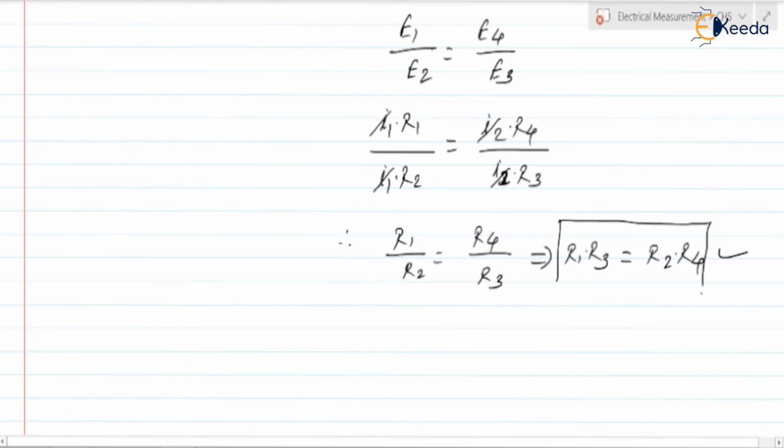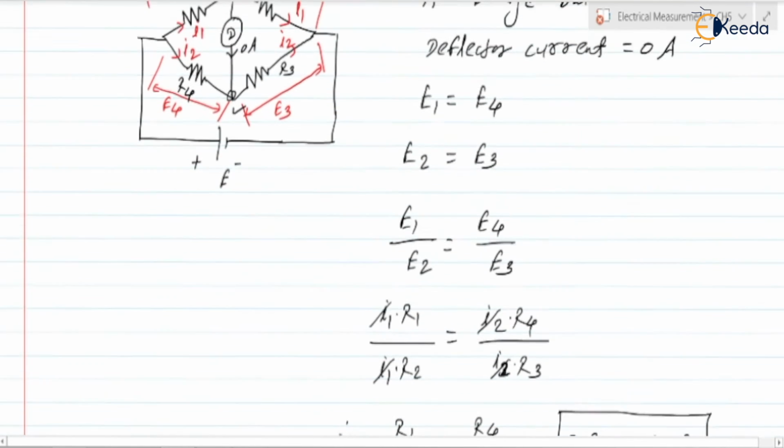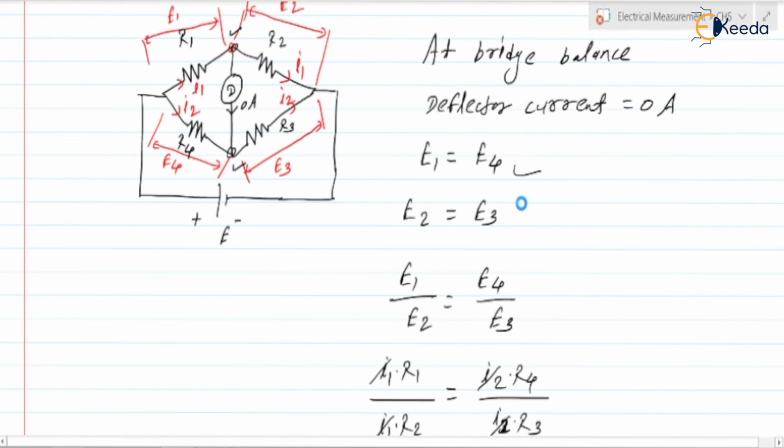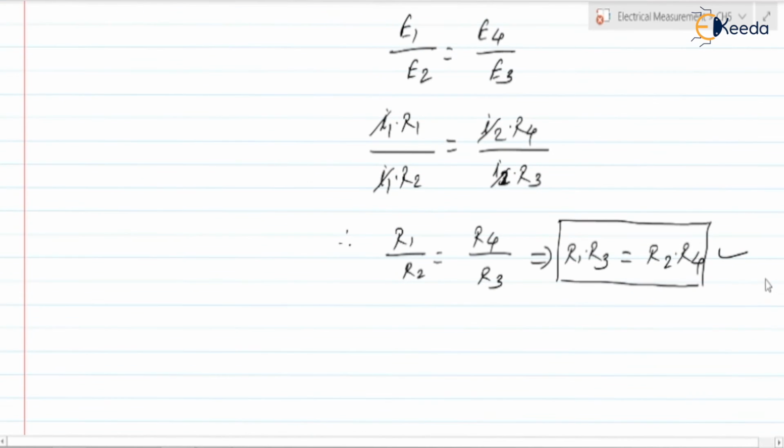This is in the case of DC bridges. Are you getting the point? Please try to understand why these two EMFs are equal: E1 is E4 because this potential difference is 0, so whatever the potential here, the same potential will appear here. Again this is 0 potential difference, so whatever the potential, the same potential will be here. So this is about the DC bridge. Point to be noted here: the opposite branch resistor product should be the same.